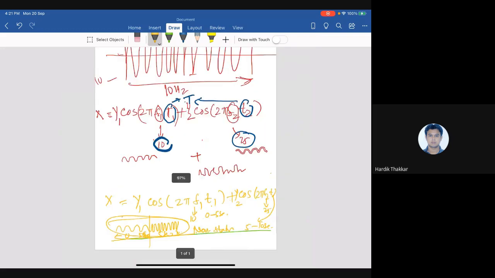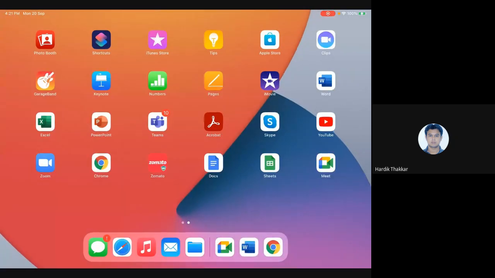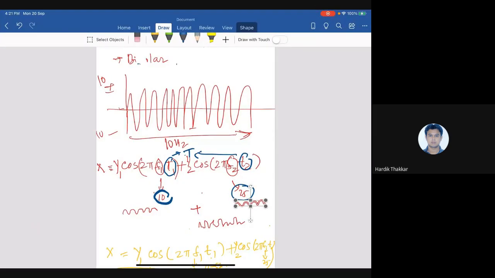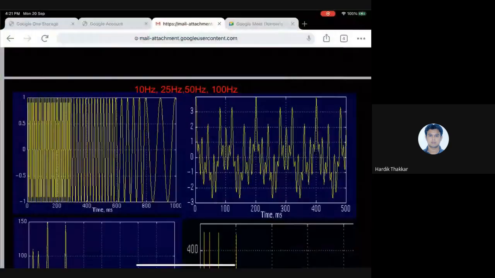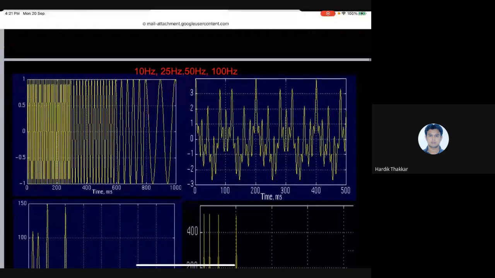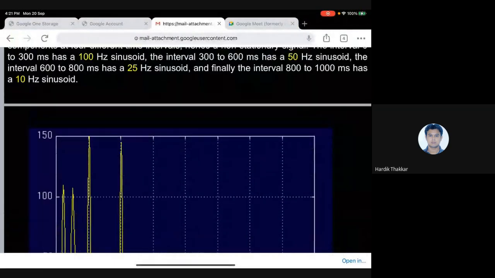Okay, so you can see here, this is what I was talking about. Here, the same signal, okay, please see the equation here.